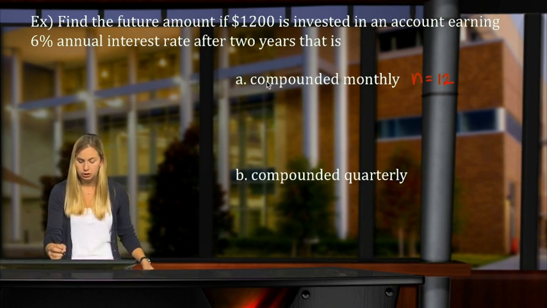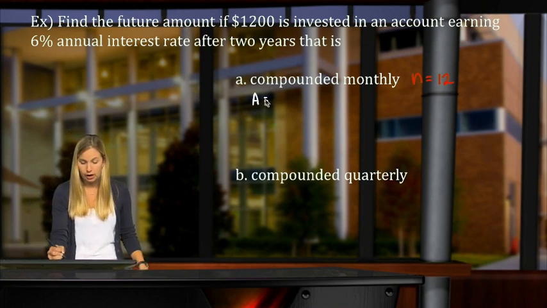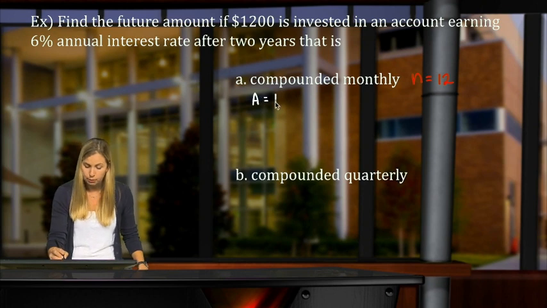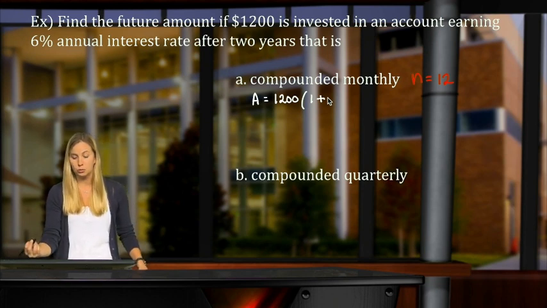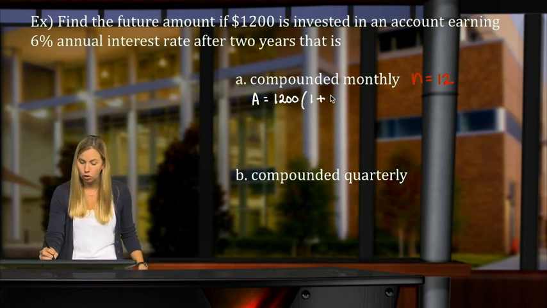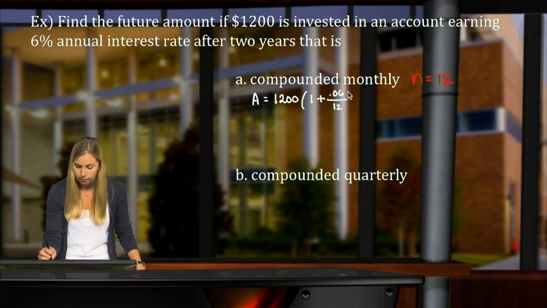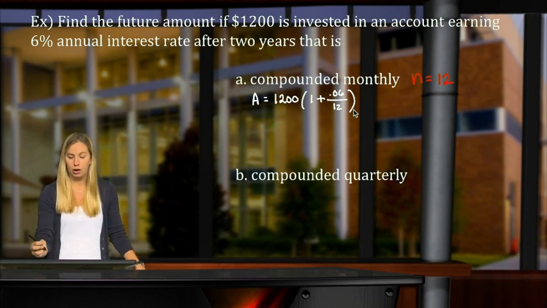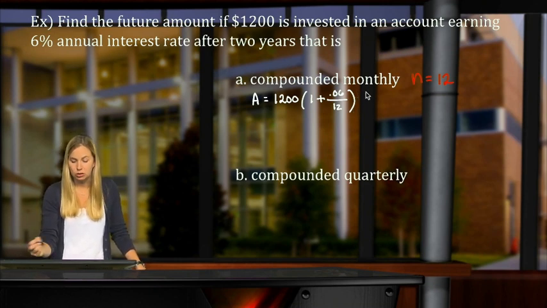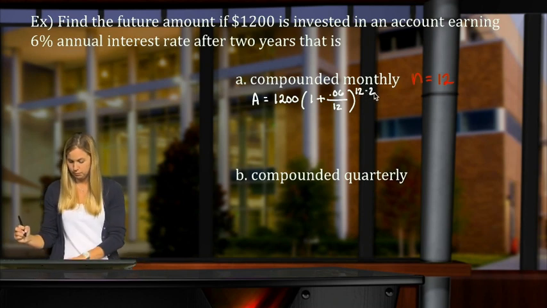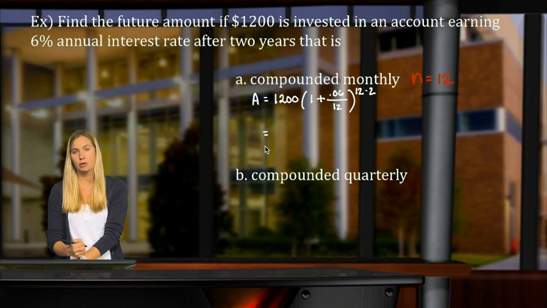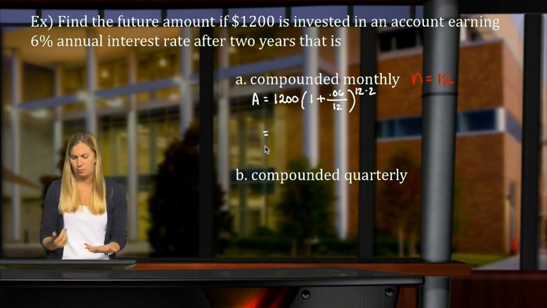So we plug our values into our formula. A is what we're trying to find. That's our future amount. Our principal was $1,200 times 1 plus our interest rate was 6%. So its decimal form is 0.06 over n, which is 12, raised to a power of 12 times t, or 12 times 2. Now, before you type this in your calculator, I would encourage you to do some mental math on your own.